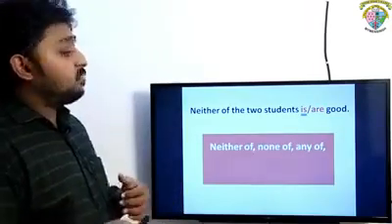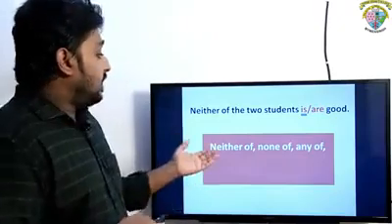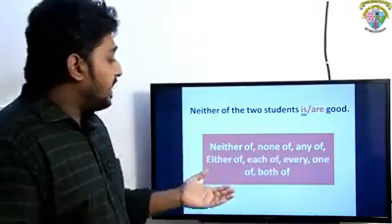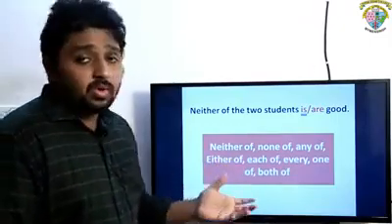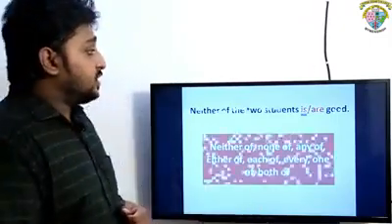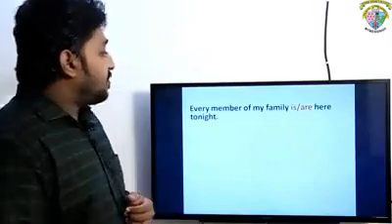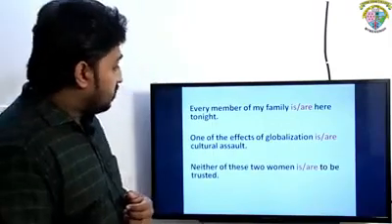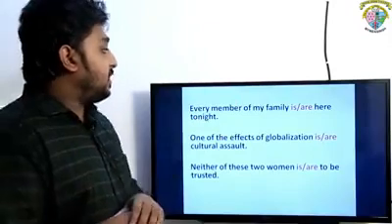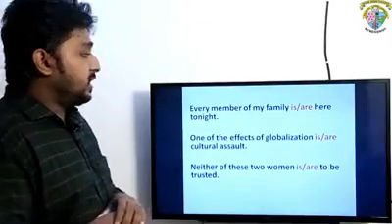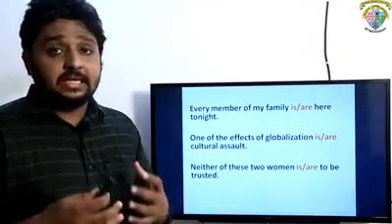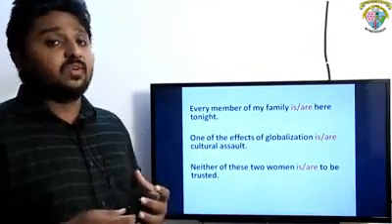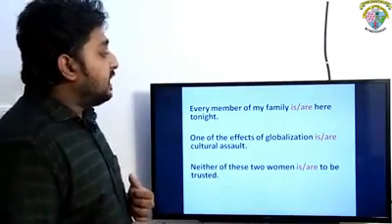So there are some others like neither of, none of, any of, either of, each of, every, one of, both of, etc. So let's see some more examples. Every member of my family is or are here tonight. Every member of my family. So the rule says that there we should select the singular verb. So the correct answer will be is.